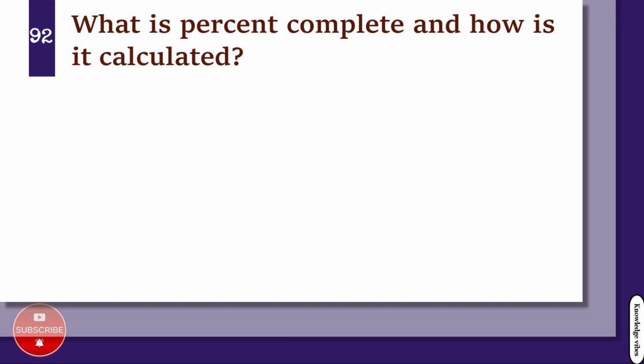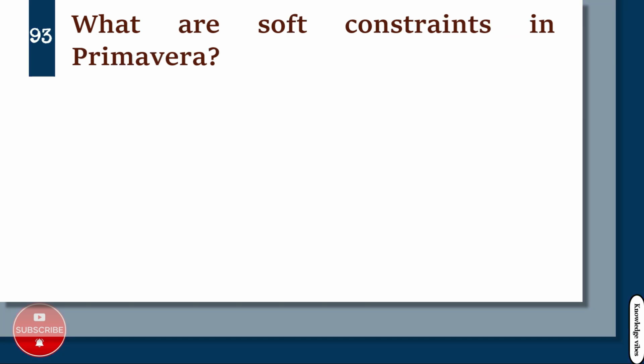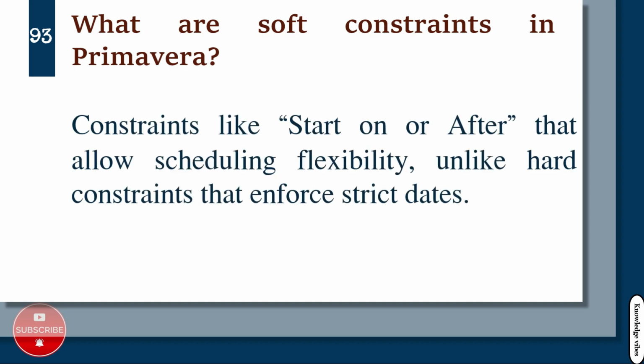What is percent complete and how is it calculated? It measures how much of a task or project has been finished, usually based on quantity, cost, or time progress. What are soft constraints in Primavera? Constraints like start on or after that allow scheduling flexibility, unlike hard constraints that enforce strict dates.